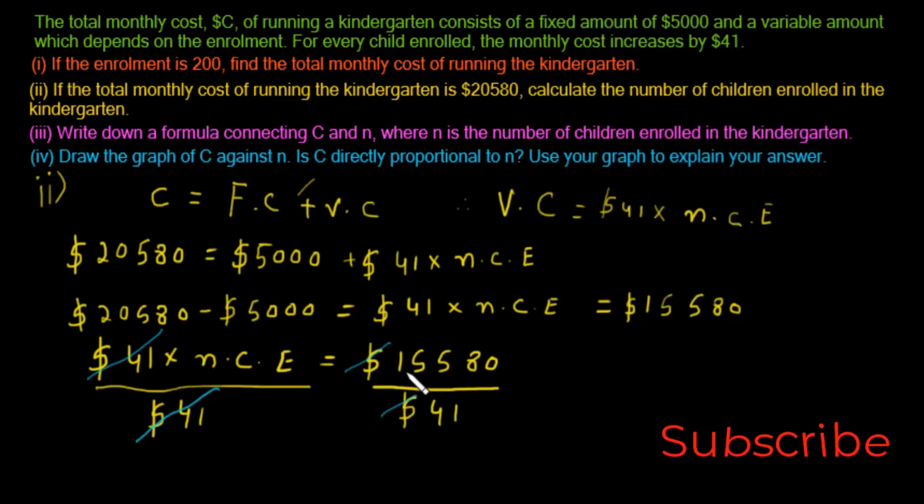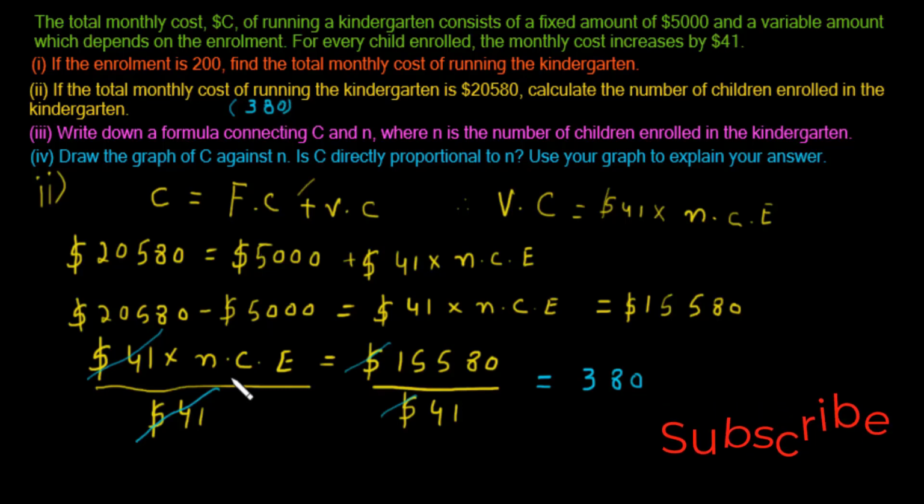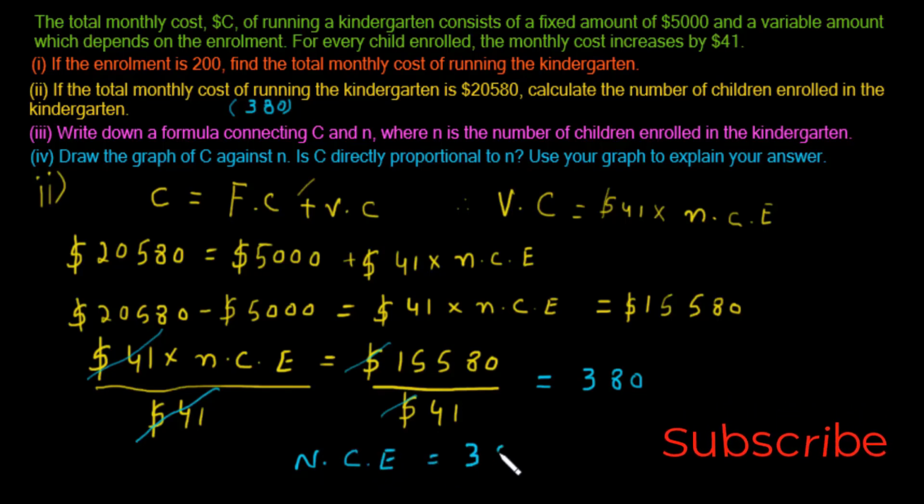380. So when 15,580 is divided by 41, I will come up with the answer of 380. So this has an answer of 380 children enrolled. Fine. So the number of children enrolled is 380.